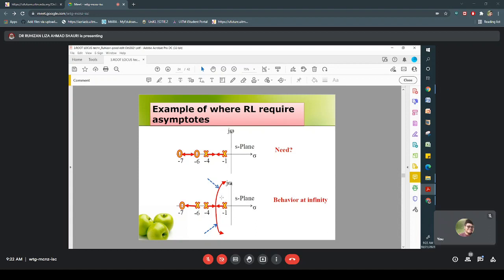What about this one? You have the breakout point only that needs to be calculated. You don't have the break-in because it goes towards infinity. It doesn't go into the real axis anymore. It breaks away. For this one, you don't have anything, you just go straight from the pole to the zero. That is what the sixth rule means.